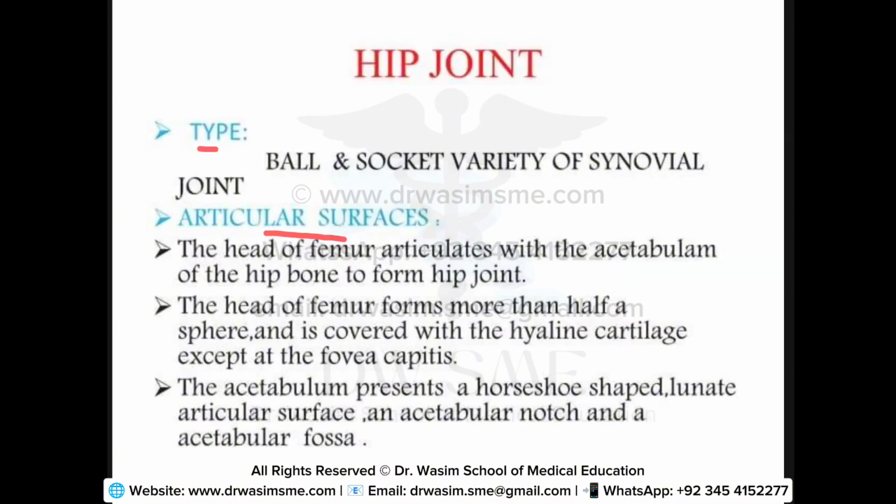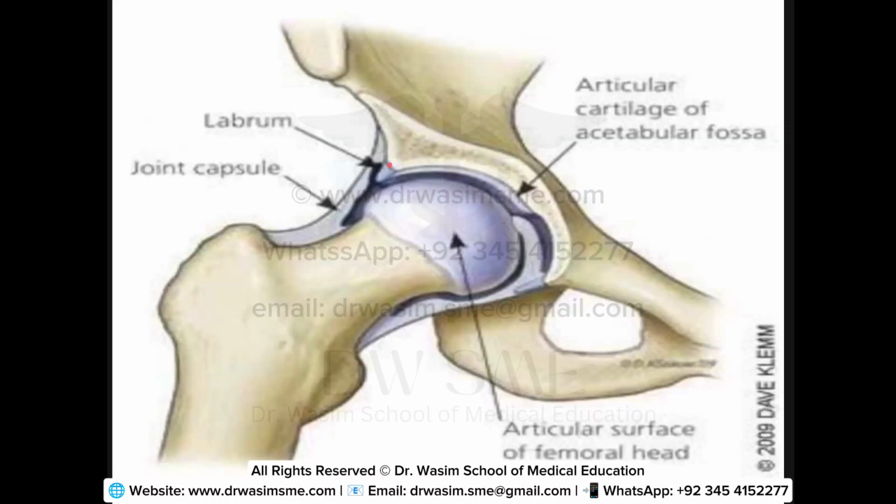Regarding the hip joint, the type is a ball and socket variety of the synovial joint. Both things can be tested in the form of an MCQ, that is, is it a ball and socket joint, or it can also be given regarding hyaline joint, cartilaginous joint, then the option would be the synovial joint. Now regarding the articulation, the head of the femur articulates with the acetabulum of the hip bone. As you can appreciate, this is the acetabulum, and the head of the femur is going to articulate with this area to form the hip joint.